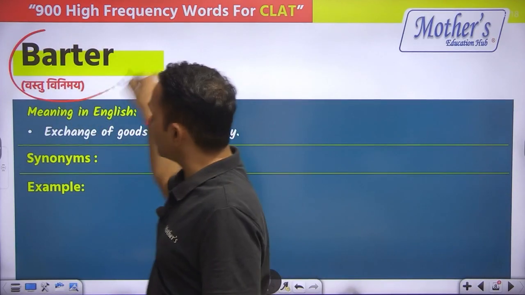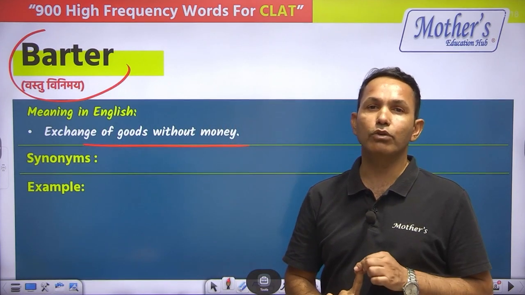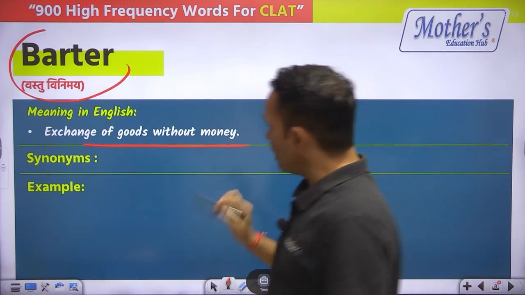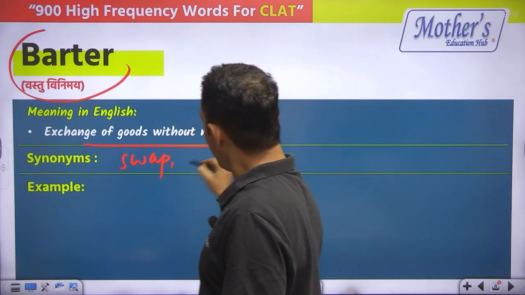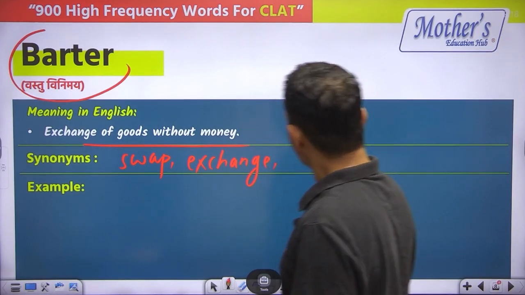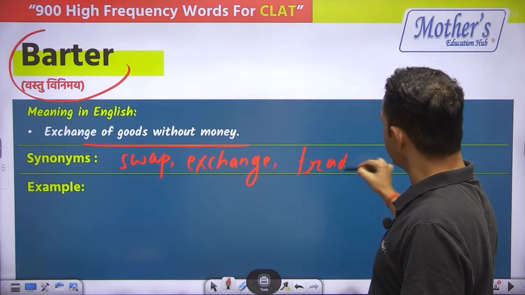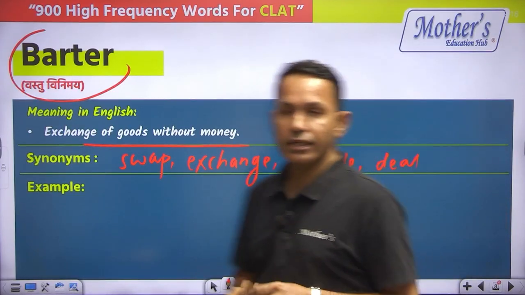Our next word is barter. Dear students, barter means exchange of goods without money. Similar words are swap, exchange, trade, and deal.